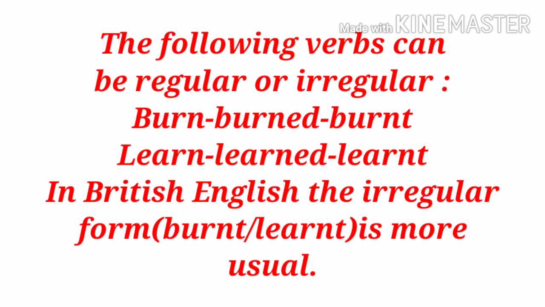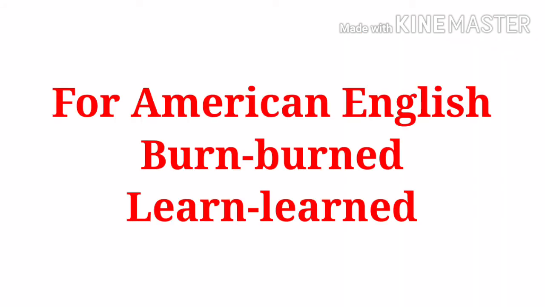For example, burn, burnt, burnt. It means we can write burned or burnt in past participle form or in simple past form. Because in British English, the irregular form of the verb is burnt, whereas as per American English, the regular form of the verb burn is burned, with -ed. The second example given here is learn, learned, learnt. Same thing here. As per British English, the irregular form of the verb learn is learnt. And as per American English, the form of the verb learn is learned, L-E-A-R-N-E-D.